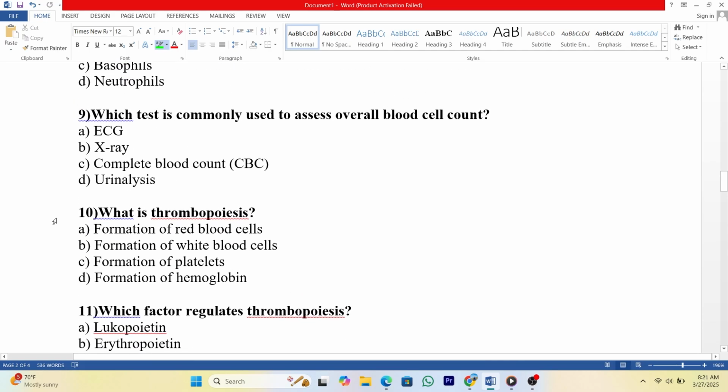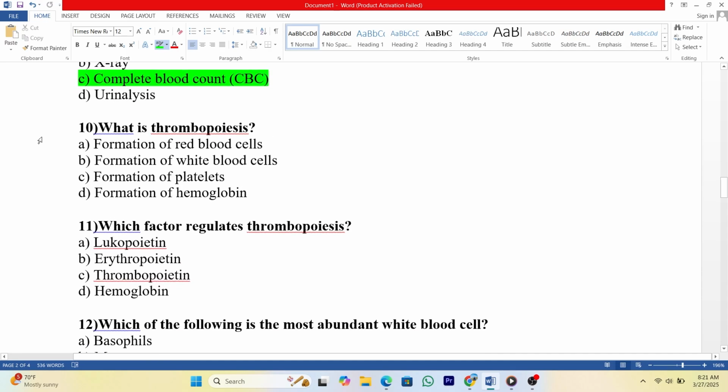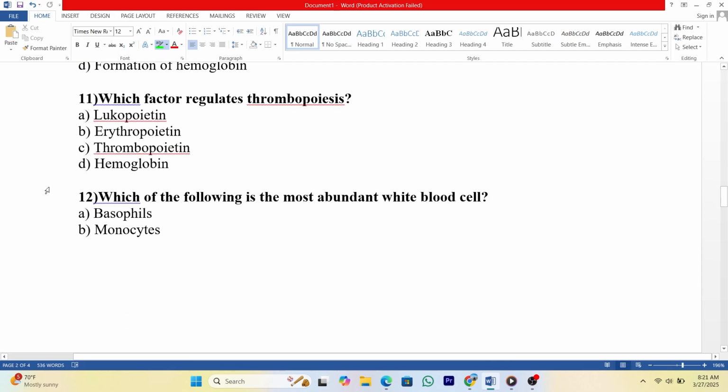9. Which test is commonly used to assess overall blood cell count? A. ECG. B. X-ray. C. Complete blood count, CBC. D. Urinalysis. 10. What is thrombopoiesis? A. Formation of red blood cells. B. Formation of white blood cells. C. Formation of platelets. D. Formation of hemoglobin.